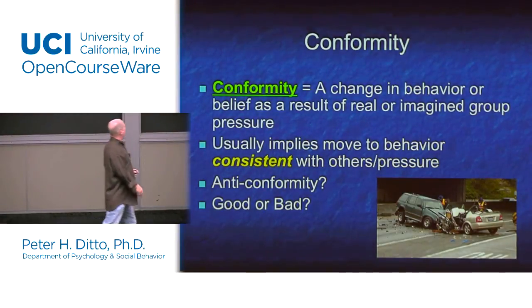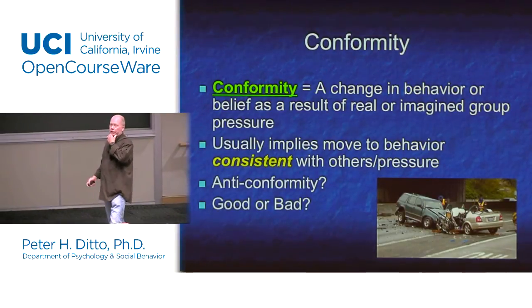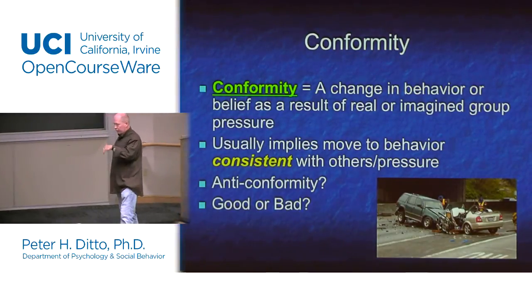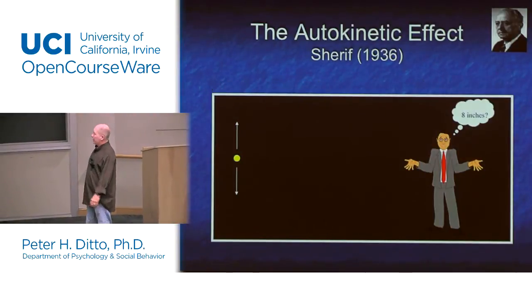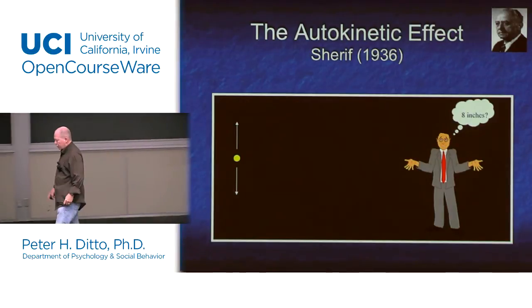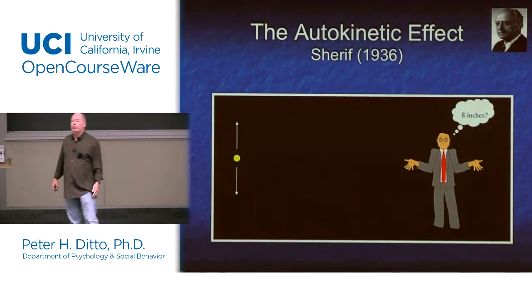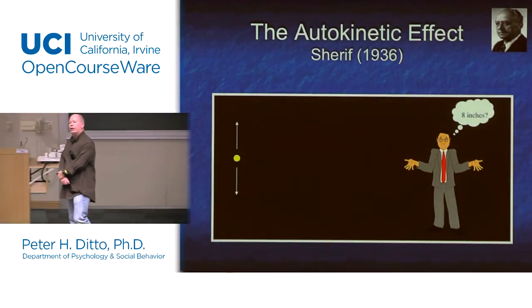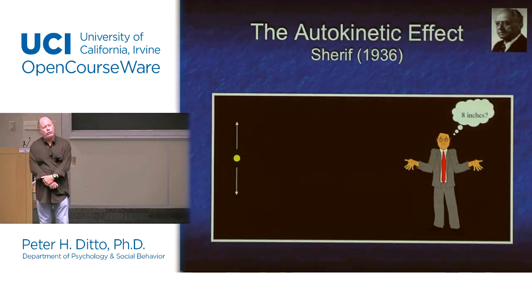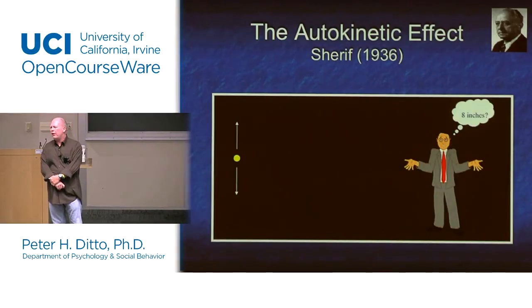One of the really famous early experiments in social psychology was the examination of conformity done by a guy named Muzafer Sherif, who's a Turkish social psychologist. Sherif was interested in these social norms. He was interested in why people have these rules that seem to persist over time for no reason. People do all the same thing, but they don't really know why.